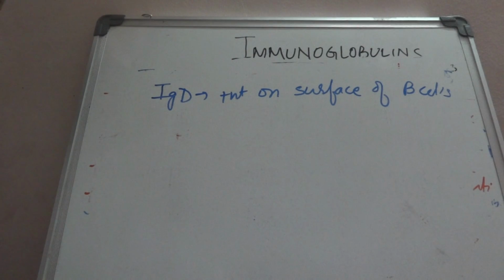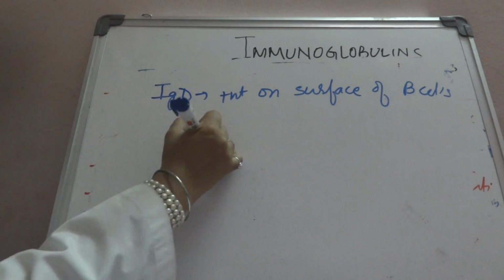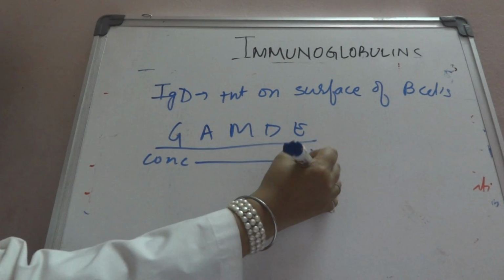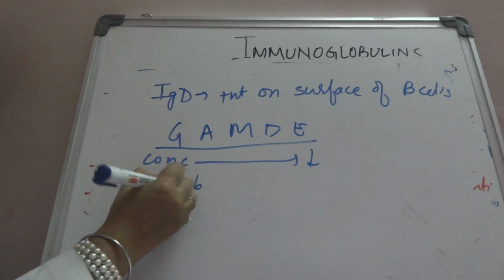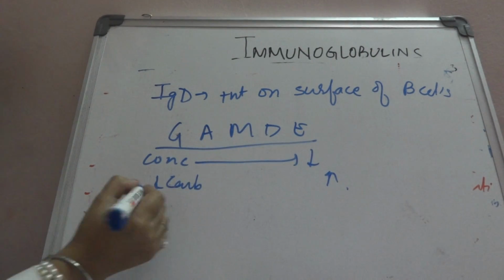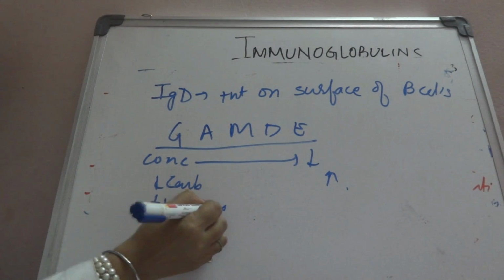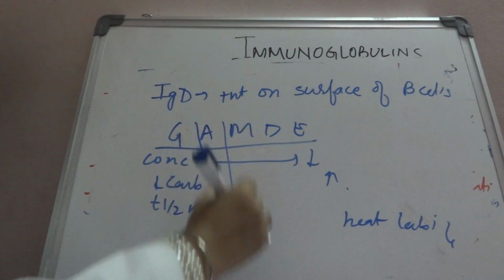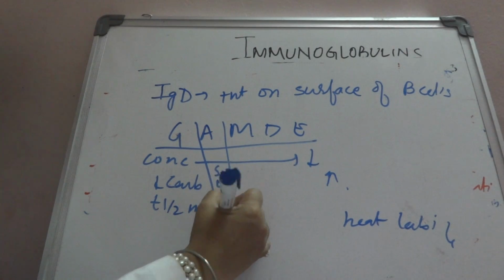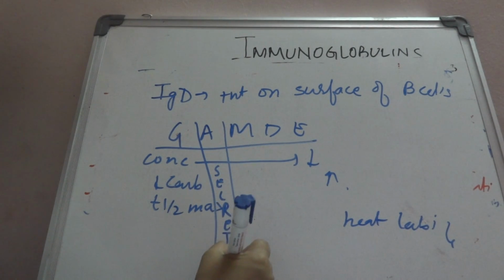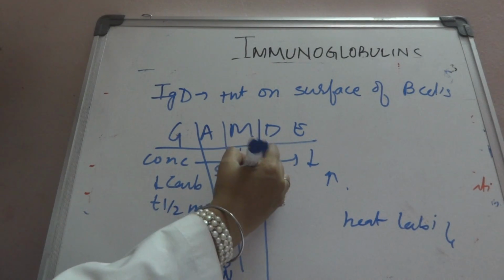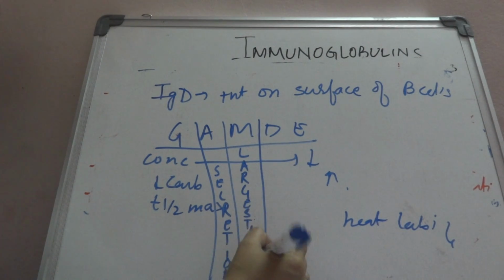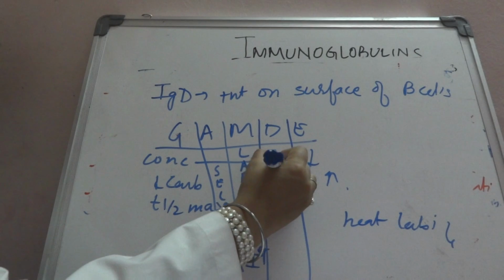Other things also in the immunoglobulins we have to remember: IgG, IgA, IgM, IgD, IgE. The concentration decreases. The carbohydrate content is decreased over here, it is increased over here. The half-life is max over here. This is lowest level. This is present in secretions. This is largest and first antibody, and this is on B cell.